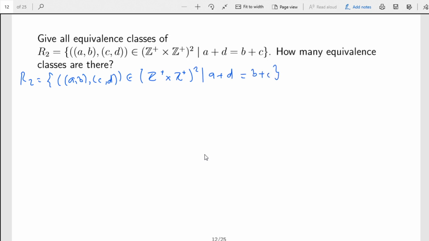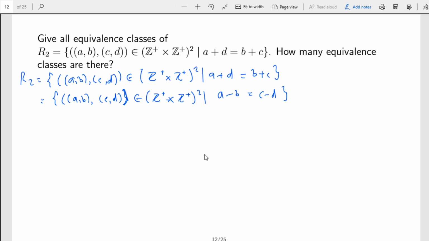This is the same as the set of (a, b), (c, d) such that a minus b is equal to c minus d. So if the difference of the two pairs is the same, that is, the difference obtained from the elements of the two pairs is the same.